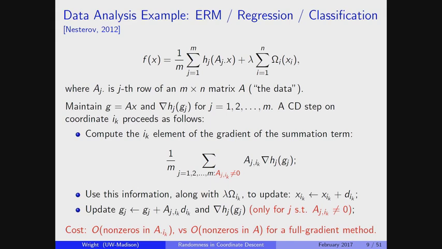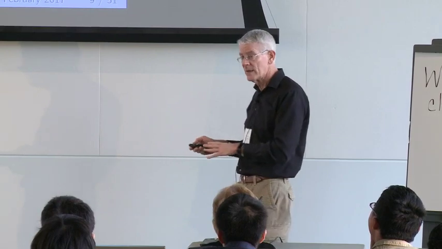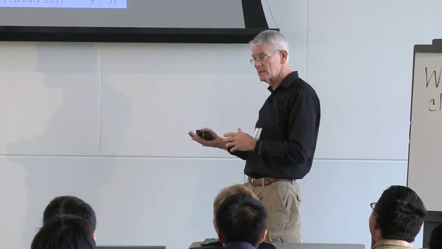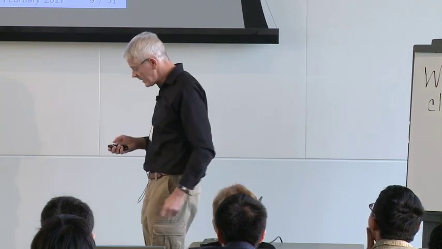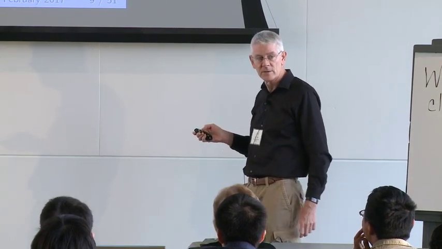Okay? And then after you've done that, you have to, of course, update your vector g to reflect the change that you just made to x_ik, and that again costs about this many operations. It costs about the number of non-zeros in the ik column. So overall, the cost of one coordinate descent operation is about this much. Now, if you figure out how much it costs to evaluate the full gradient, that's going to cost you on the order of the number of non-zeros in all of the matrix A. Okay, so the expected amount of work on one iteration of coordinate descent is about 1 over n times the expected work of a full gradient step. Okay, so this is a scenario where it makes sense to consider coordinate descent as an alternative.